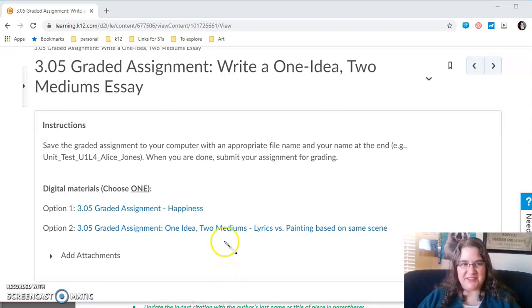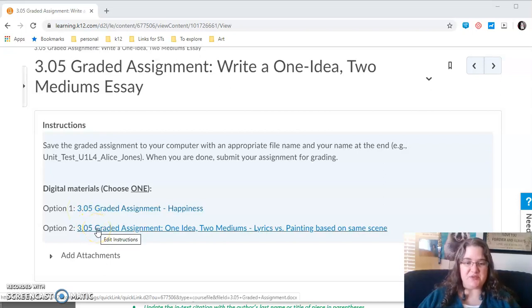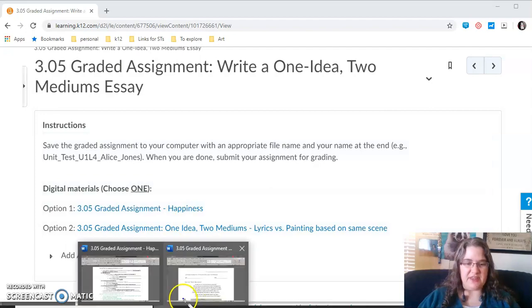Hello, English 1A scholars. So it's 3.05 graded assignment time, and I've given you two options. You can do the first one, which is going to be much easier, or you can make it more challenging for yourself, which is about true happiness. You can do the second one, which is about the lyrics of the Star Spangled Banner versus the painting that it was inspired by. So if you like doing themes or if you like looking at lyrics and trying to decipher how they're similar to paintings, it's up to you on what you want to do. But seeing that the happiness one is the easiest one, we're going to start there.